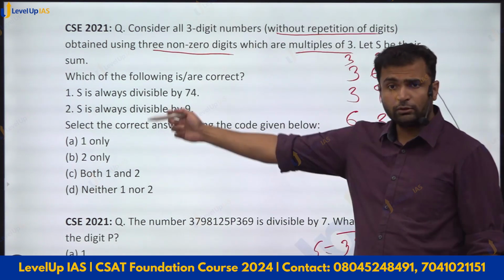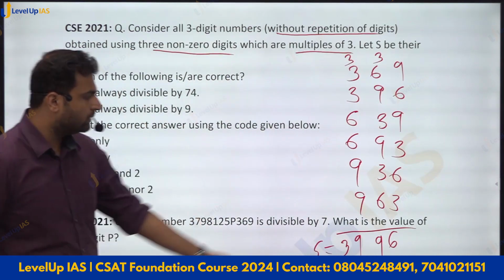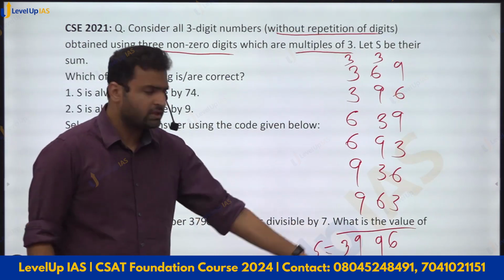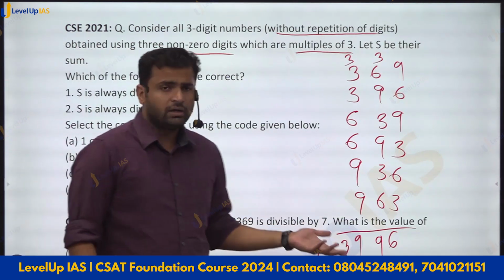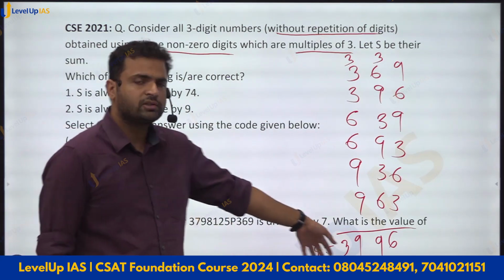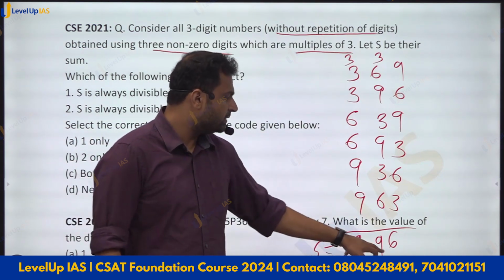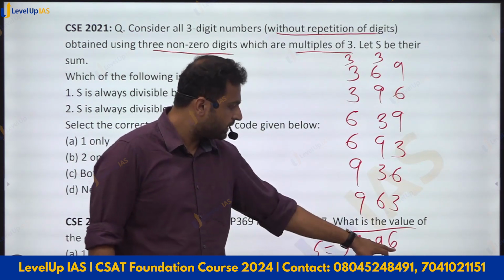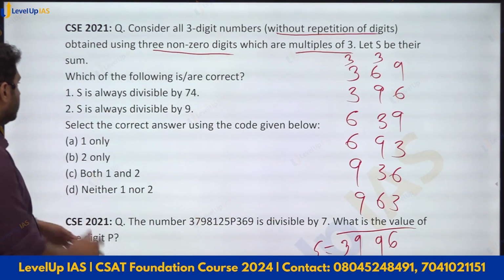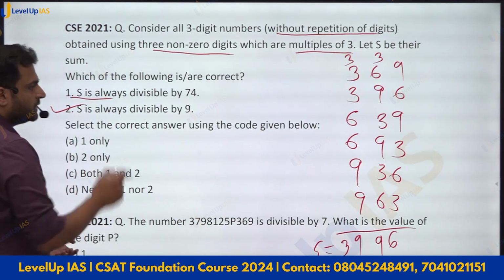And now there are 2 statements. Statement 1 is S is always divisible by 74. We can just check. And second is S is divisible by 9. 9 you can simply check. Divisibility test of 9, I am sure you will be familiar with it, that the sum of the digits should be divisible by 9. Now what is the sum of digits? 9 plus 9, 18. 18 plus 6, 24 plus 3, 27. Because 27 is divisible by 9, this statement is correct. S is always divisible by 9. That is true.